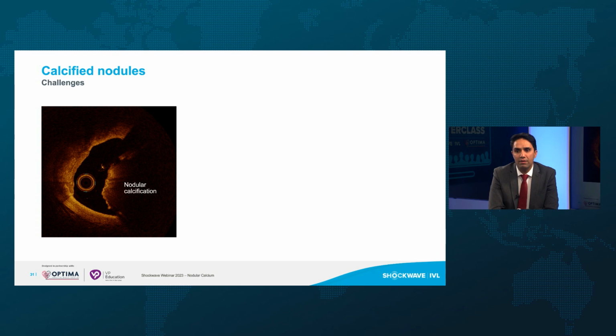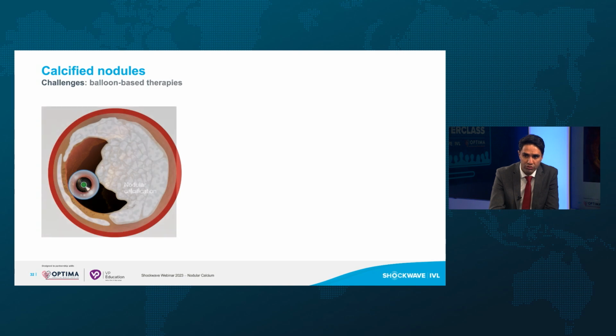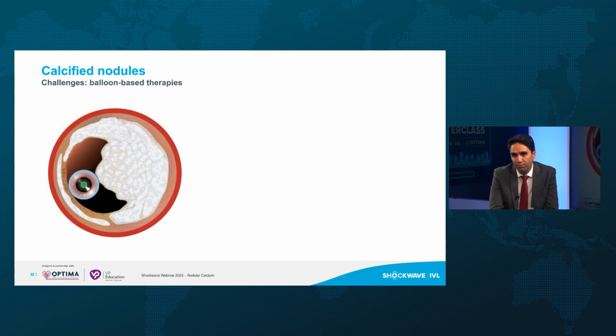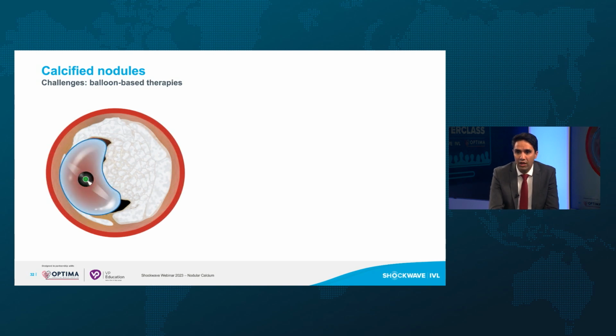So what are some of the challenges that we face when we face calcified nodules? One, of course, is the ability to determine whether it's eruptive or protruding. The second is, of course, the different treatment modalities for nodular calcification all have different pros and cons. Now let's start with balloon-based strategies. Of course, because calcified nodules by nature are eccentric, we can actually inflate a balloon and look like we have complete balloon expansion, but you're only seeing the balloon on one axis.